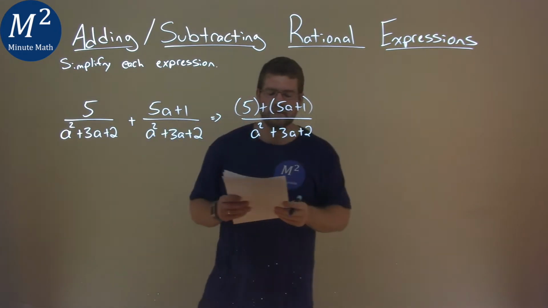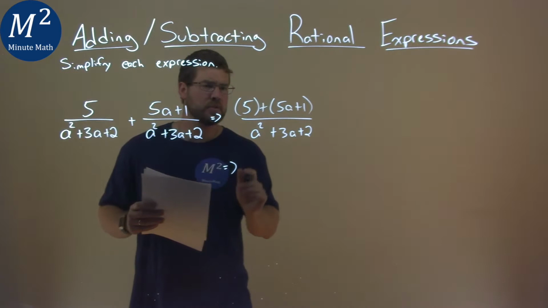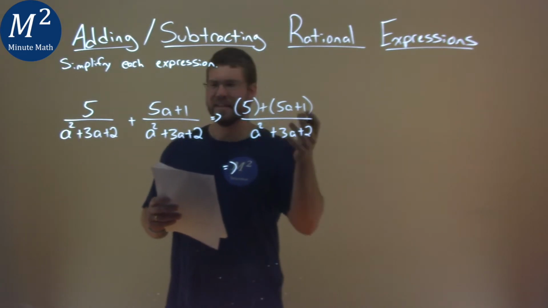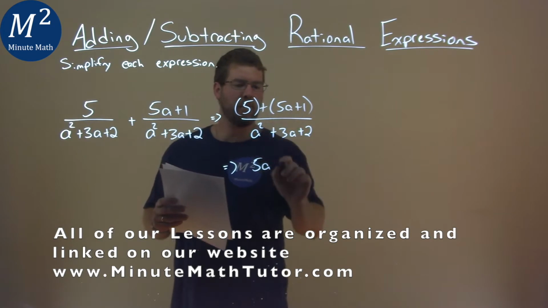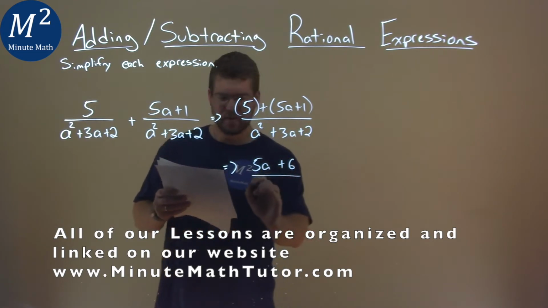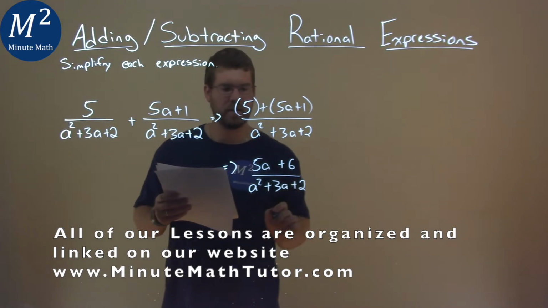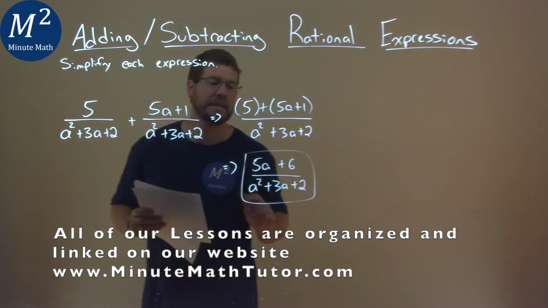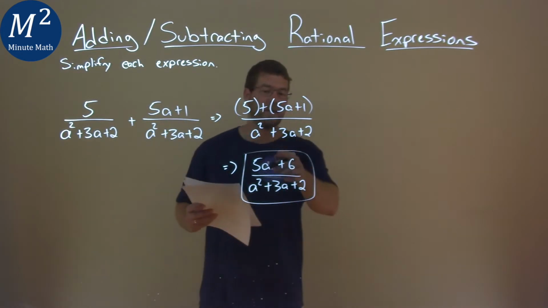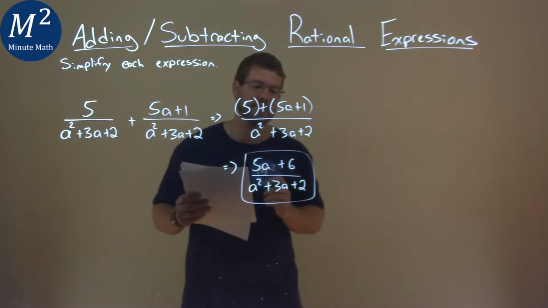And this one's actually fairly simple now. We need to combine our like terms. So in our numerator, it's all addition here. So we just have a 5a first. And then we have 5 plus 1, which is a 6. And that's going to be over our a squared plus 3a plus 2. And there's actually nothing more that we can do to simplify this. And so our final answer here is 5a plus 6 over a squared plus 3a plus 2.